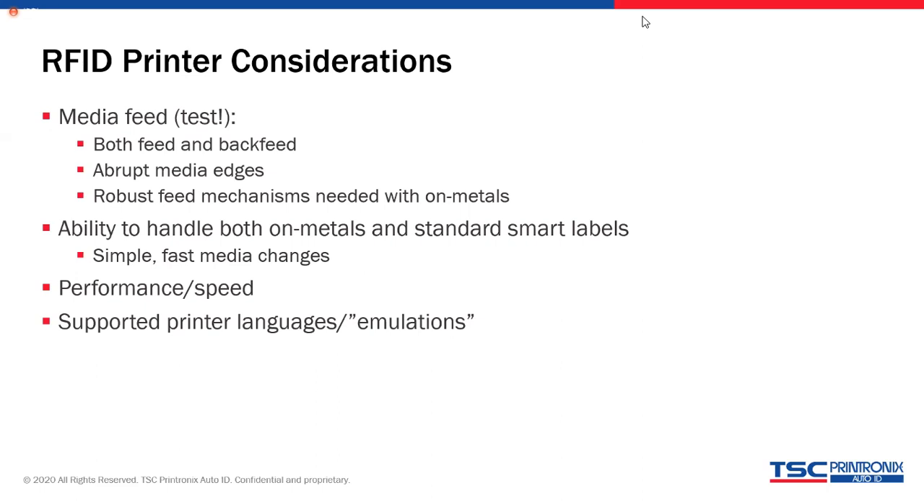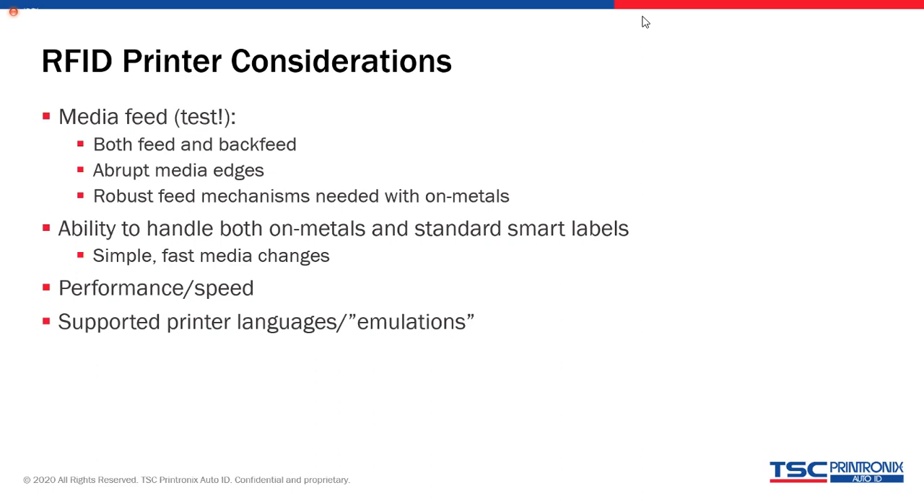You want to make sure in your tests that the tags can go through in both directions without snagging, without peeling. You want to look at all the different edges. These on-metal tags are much thicker than smart labels generally, so they have very abrupt edges between the tags and the release liner. You want to make sure that those are passing through all of the media guides without snagging.